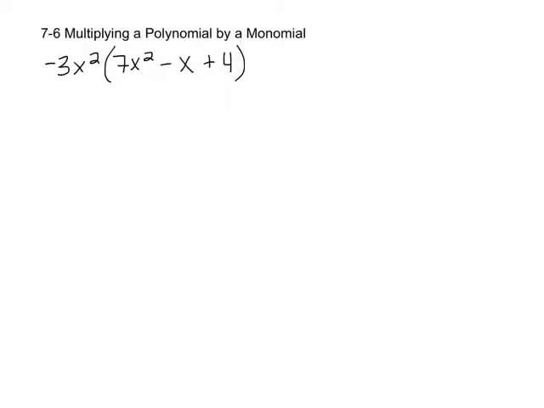For this section, we're going to start looking at multiplying a polynomial by a monomial. So we have our monomial, negative 3x squared, times 7x squared minus x plus 4. And I want you to think of it this way: if anything is outside of the parentheses, we're always just going to distribute. So I'm going to distribute my negative 3x squared to each one of my terms.